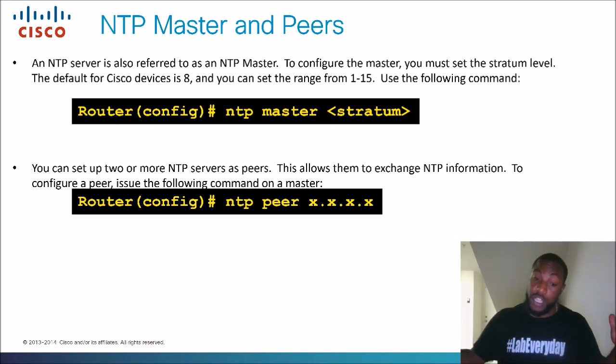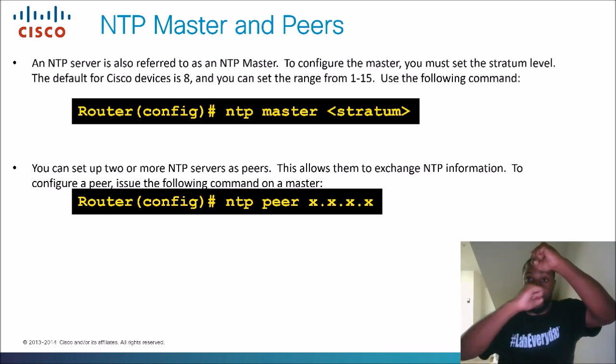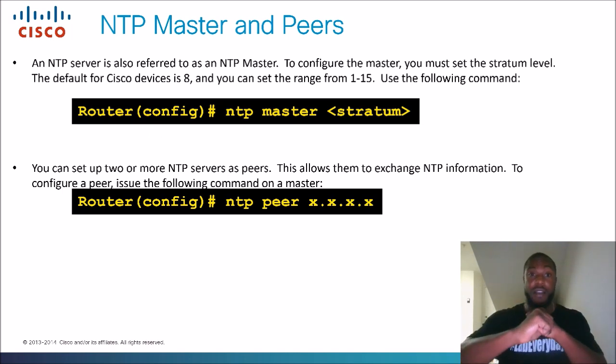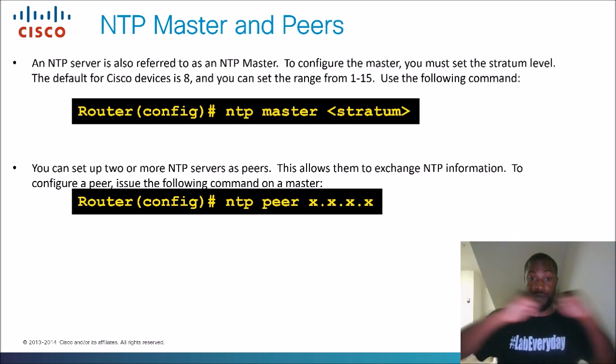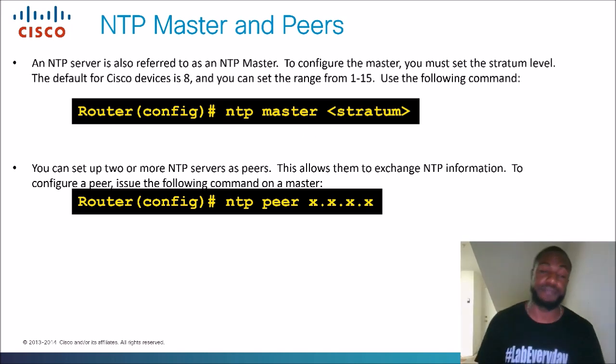So if we go in order, the master is at the top, right? Then we have our servers. Then we'll have peers below them. They synchronize to the master. They synchronize to the servers. You could have 2 or 3 NTP servers on your network, right? But they will all have to synchronize their clocks to the master, right? You can set up 2 or more NTP servers as peers.